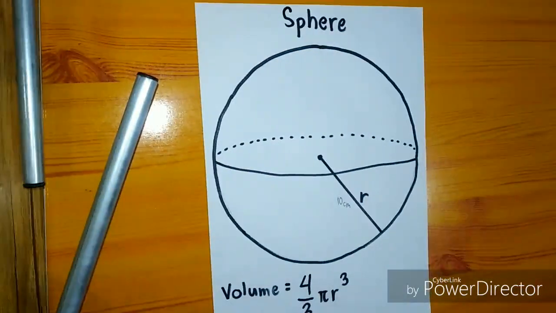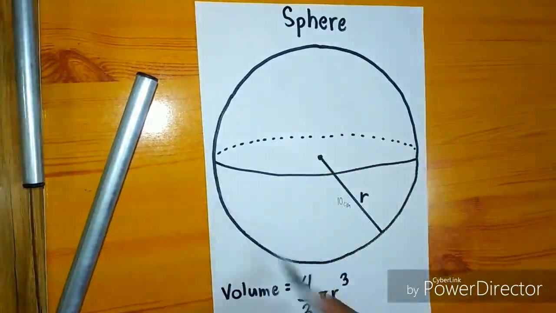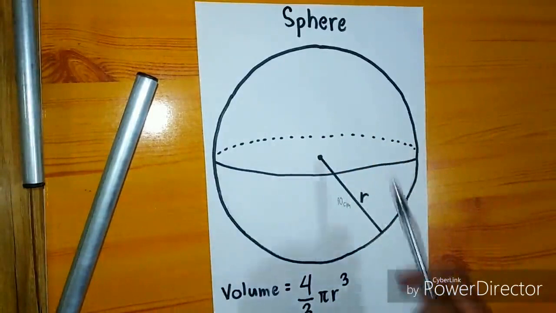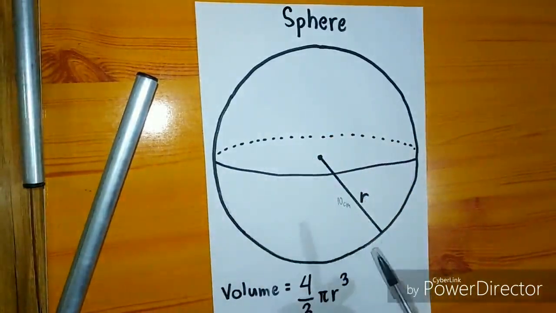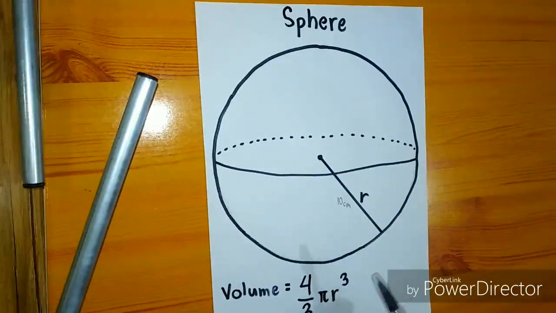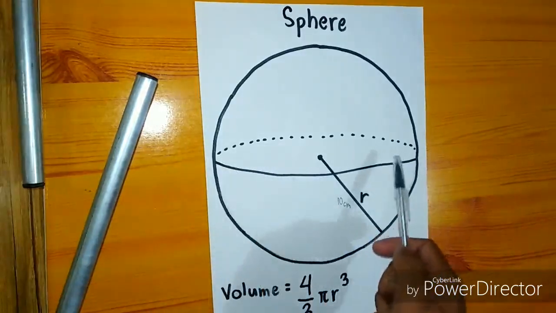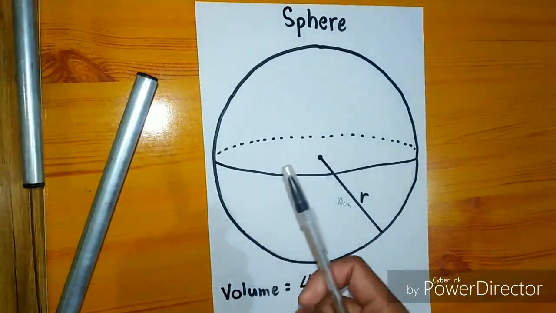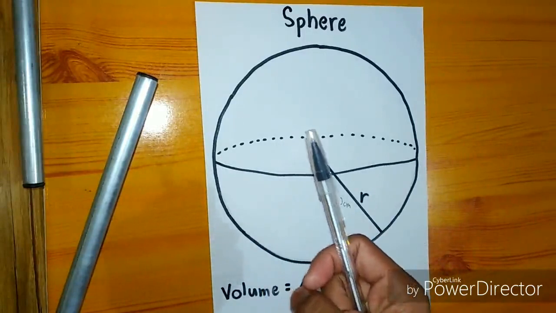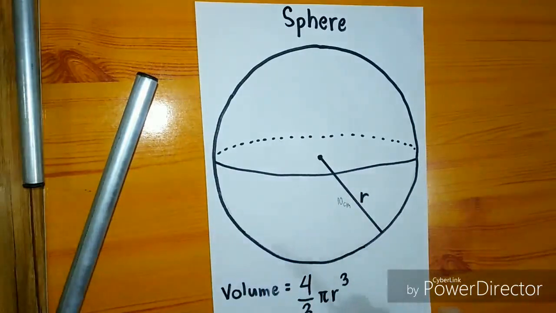So let's start. In my drawing, I'll explain to you. The bold lines or the curves are the lines which you can see in your view, and these dotted lines are the lines which you cannot see in your view. So let's start with the sphere.